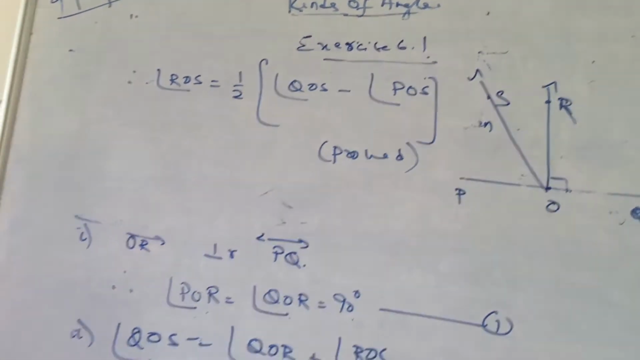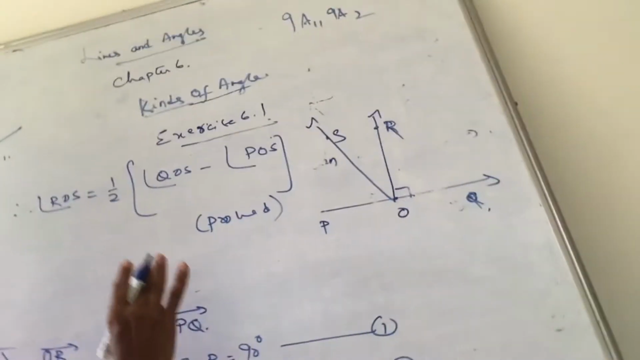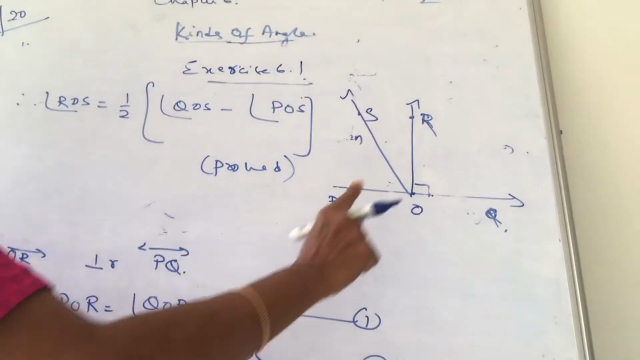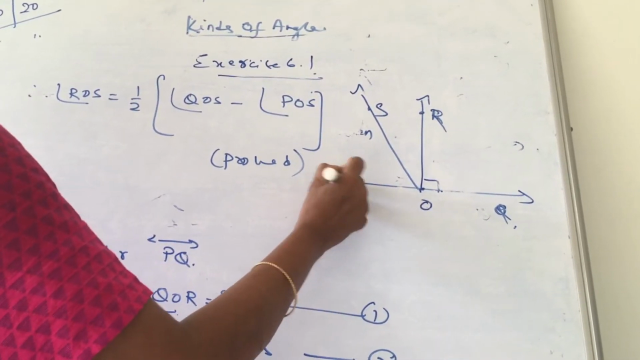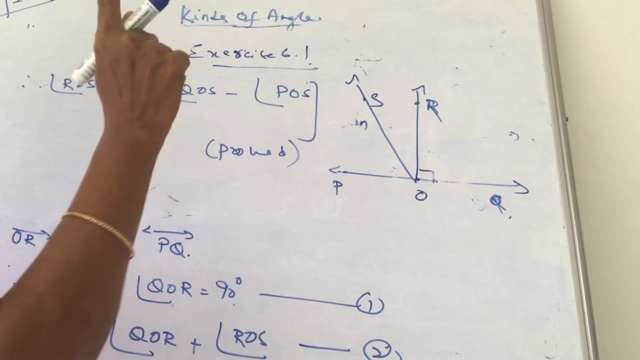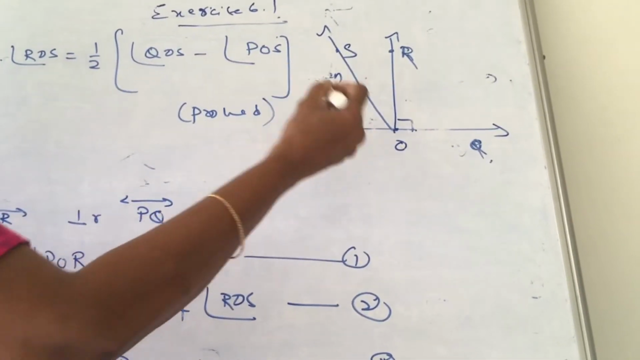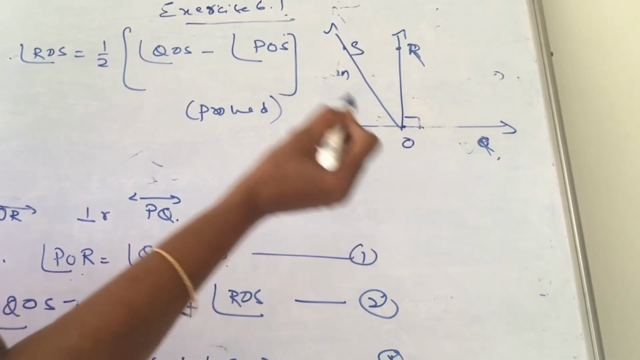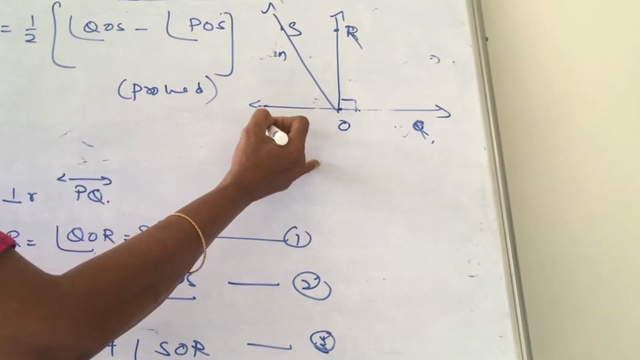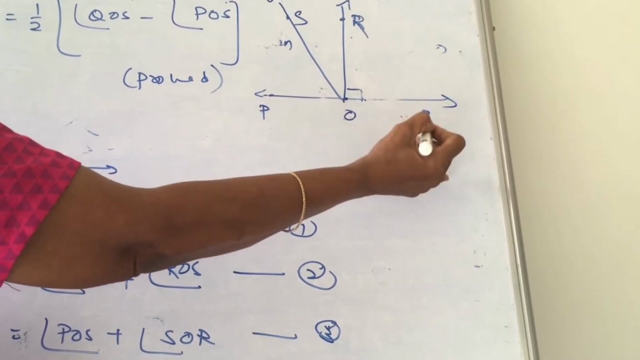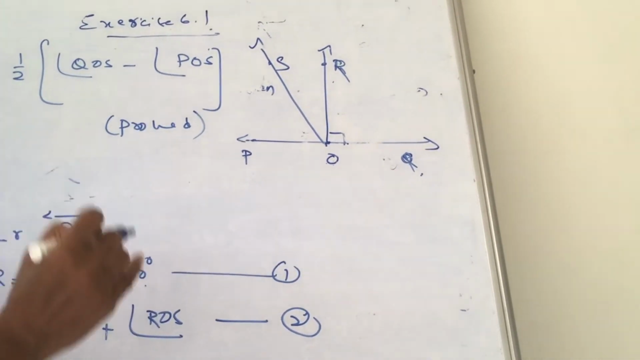I shall repeat, children. Given and to prove, all that is from the question itself. First step, children, the ray is perpendicular to the line PQ. When a ray is perpendicular to a line, children, angles on either side will be equal to 90 degrees. So name the angles, children. Angle POR, angle QOR. Each angle is equal to 90.